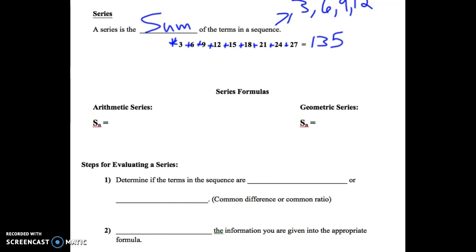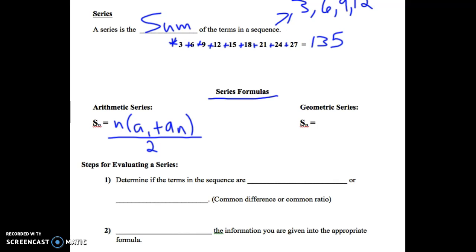But for the series formulas, what we need to know is very important. Just like the explicit formulas for finding specific terms in a sequence, these are important for finding the total sum of a sequence. We're going to deal with 2, arithmetic and geometric, just like we did for earlier parts. Arithmetic series, the formula is n, the term number, times a sub 1, which is the first term in the sequence, plus a sub n, all over 2.